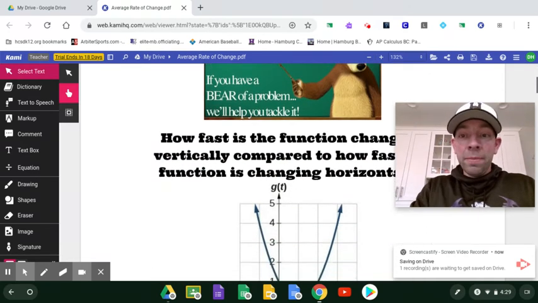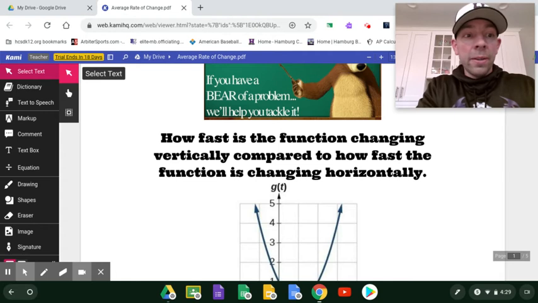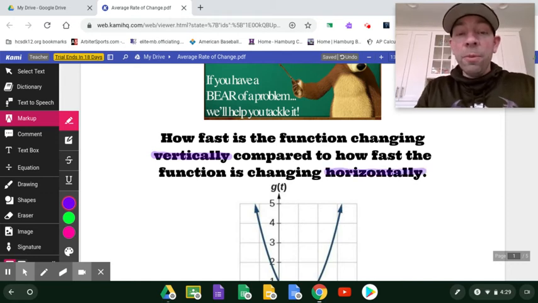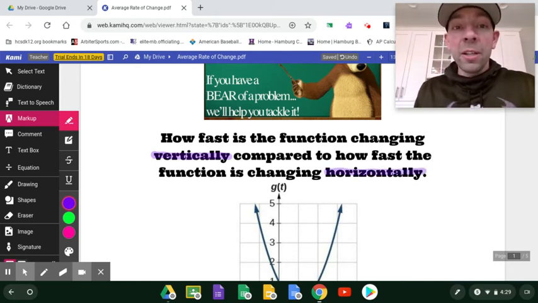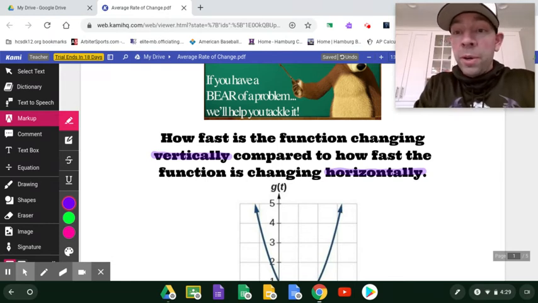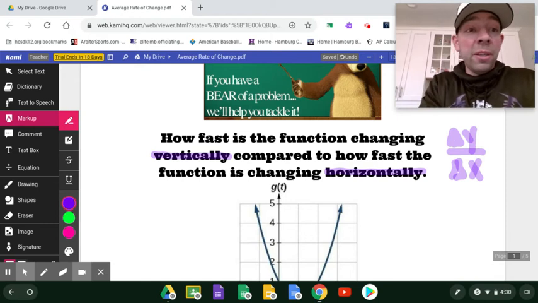Basically, in a nutshell, here's how we're going to define this. How fast is the function changing vertically compared to how fast the function's changing horizontally? And I hope that sounds like something you've already learned earlier in your math career, and that's slope. We're basically trying to measure how much has the function changed vertically, that would be what we'll call our delta y, compared to how much it's changed horizontally, and that'll be our delta x. In other words, at the end of the day, we're measuring rise over run. It's really nothing new compared to that.